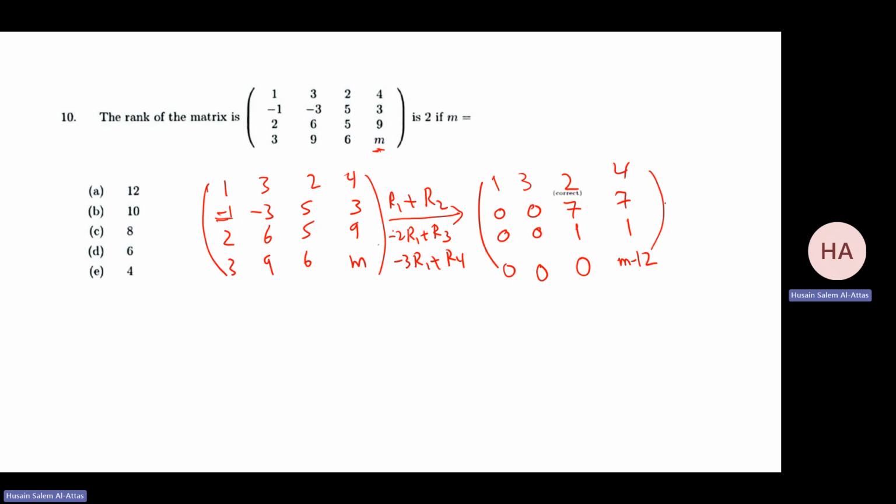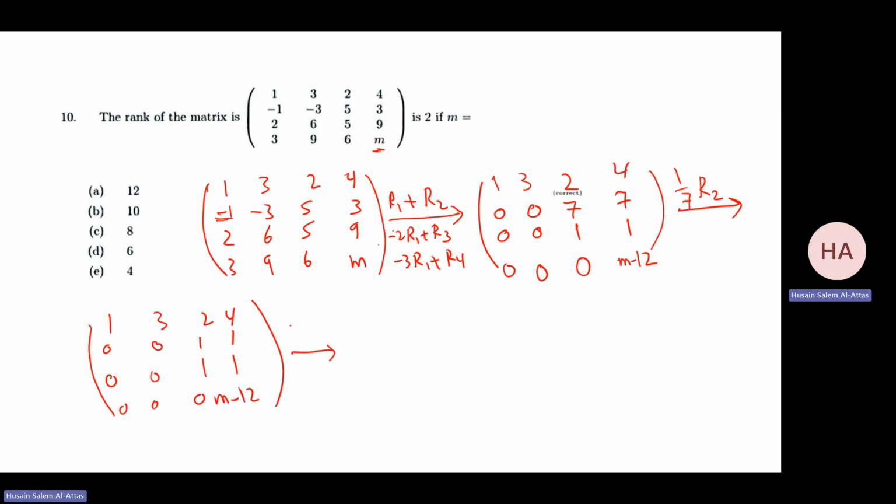Now I can multiply the second row by 1 over 7 to make it easier. So the rows are 1, 3, 2, 4; 0, 0, 1, 1; 0, 0, 1, 1; 0, 0, 0, M minus 12. I can multiply the second row by minus 1 and add it to the third row. But I will get 1, 3, 2, 4; 0, 0, 1, 1; 0, 0, 0, 0; 0, 0, 0, M minus 12.